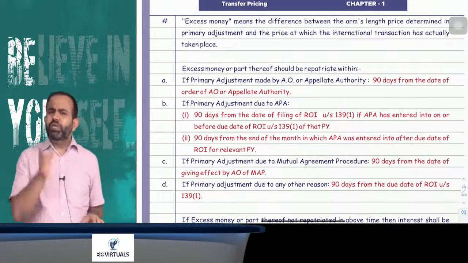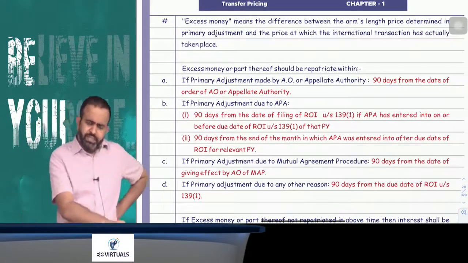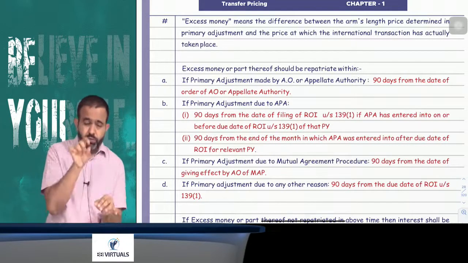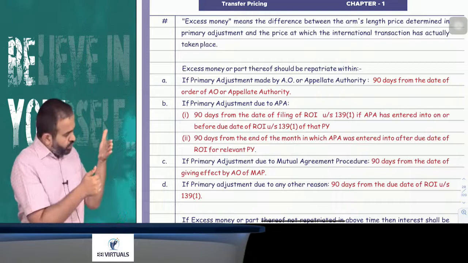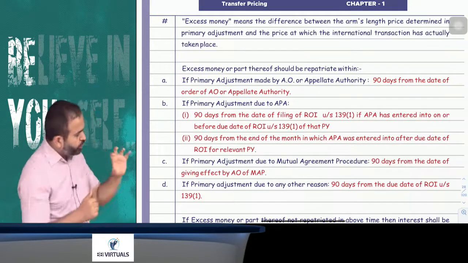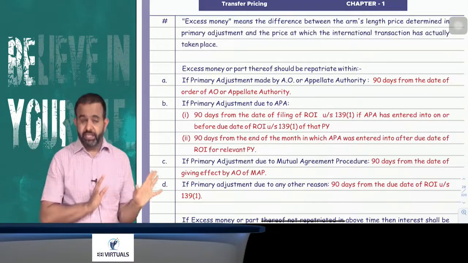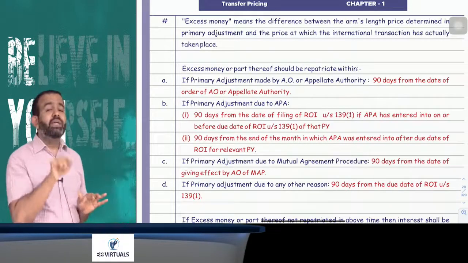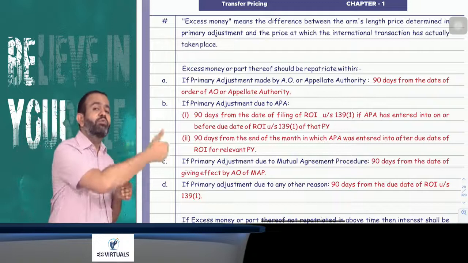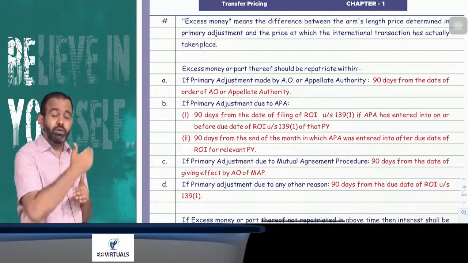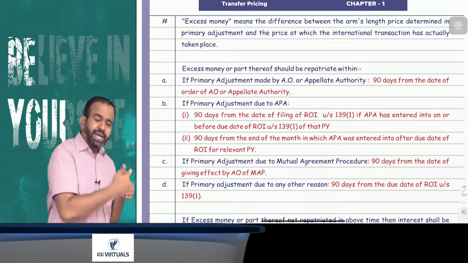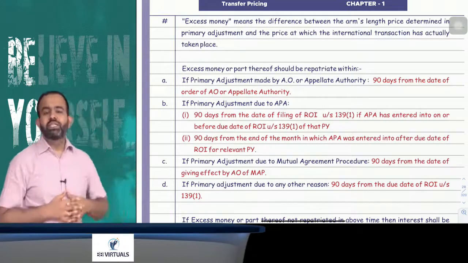Now guys, due to the APPA, if there is a primary adjustment and APPA is entered on a date on which the due date of return filing is still pending, then 90 days will be counted from the date of actual filing of the return. Whenever you file the return, from that date within 90 days you have to repatriate the money.